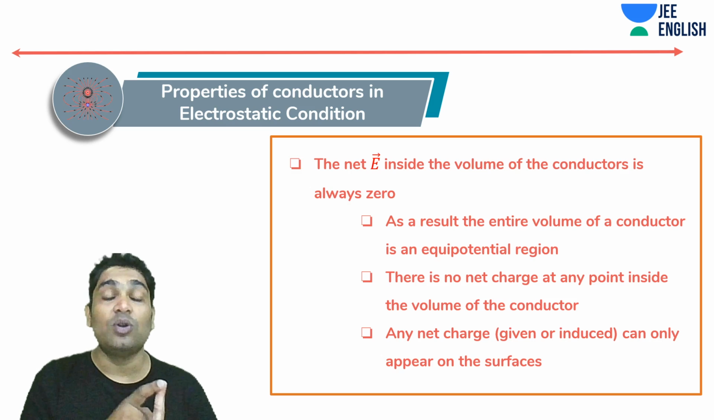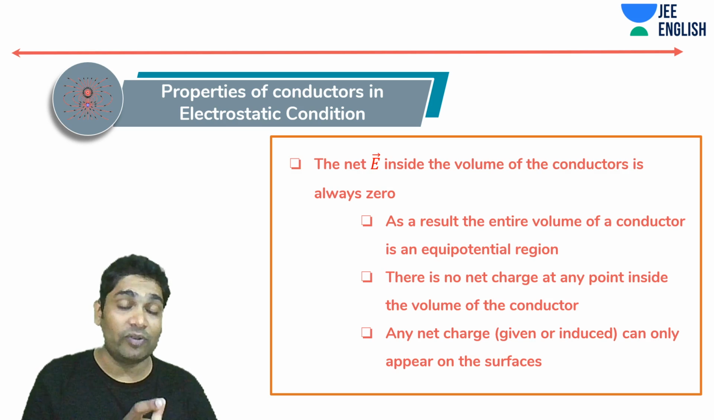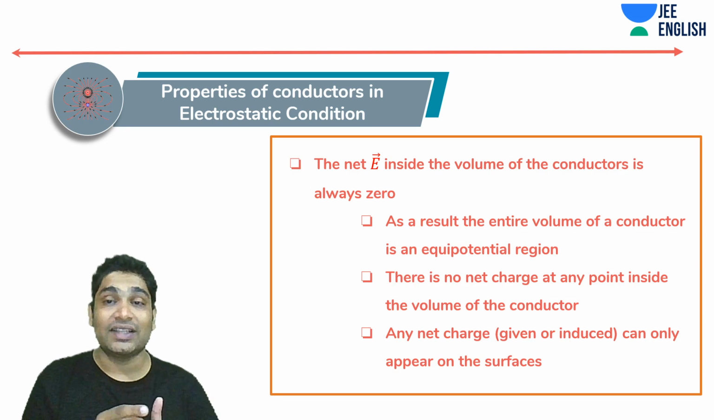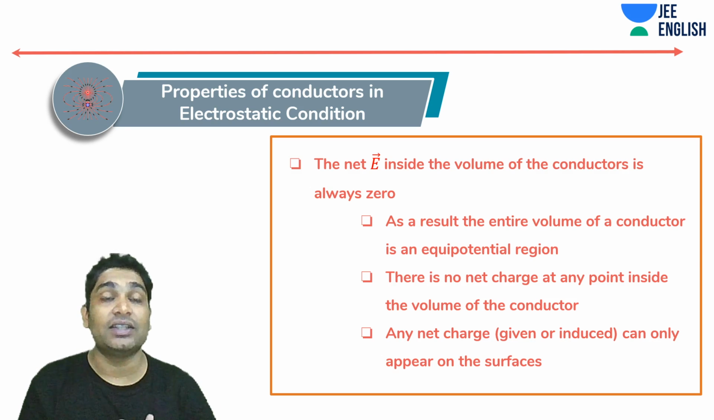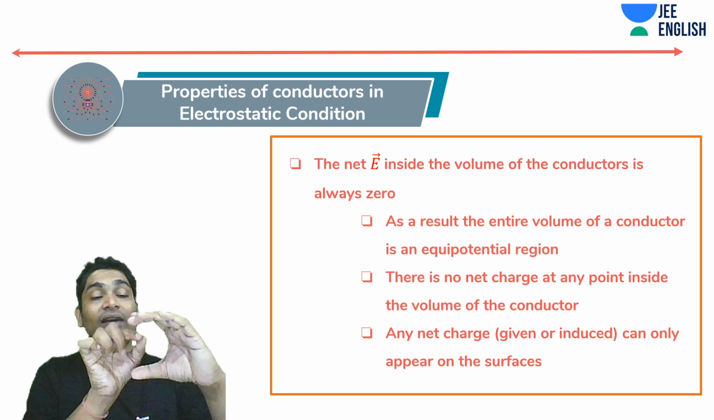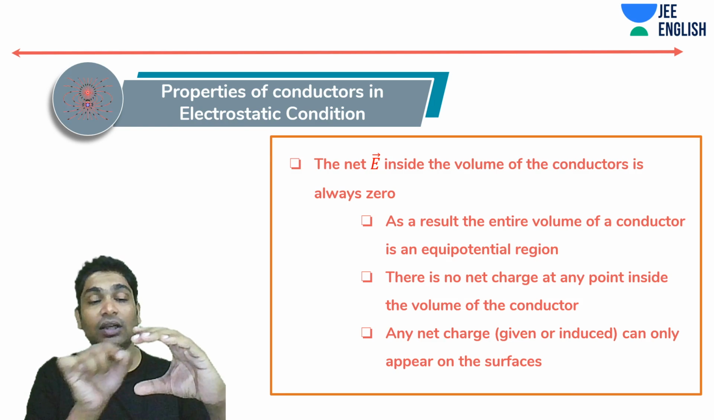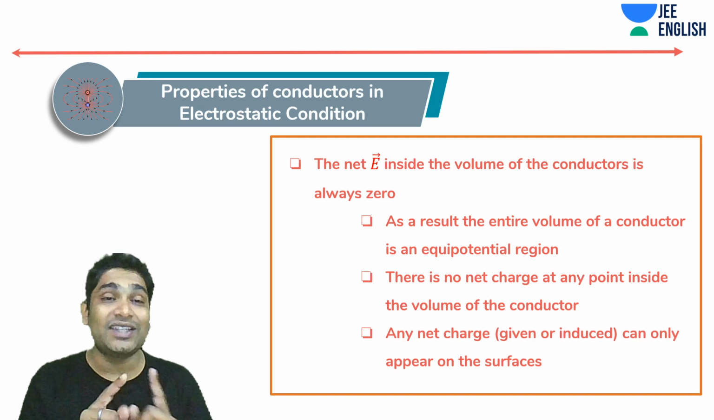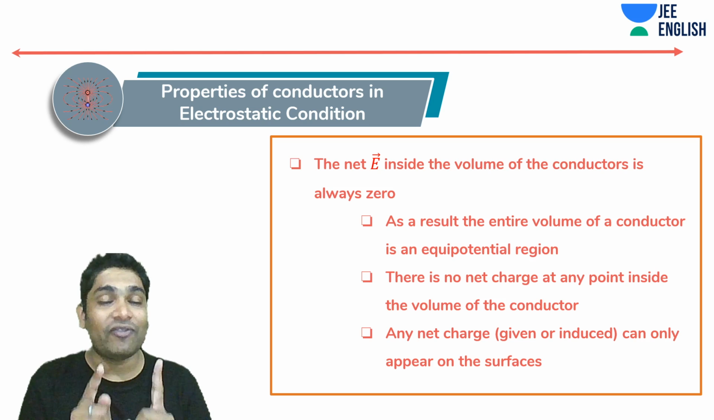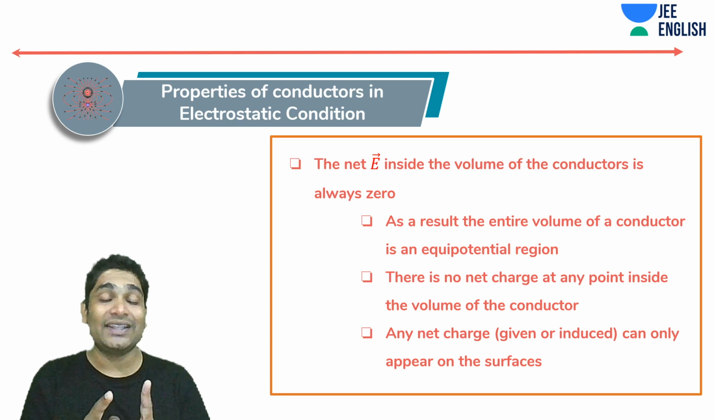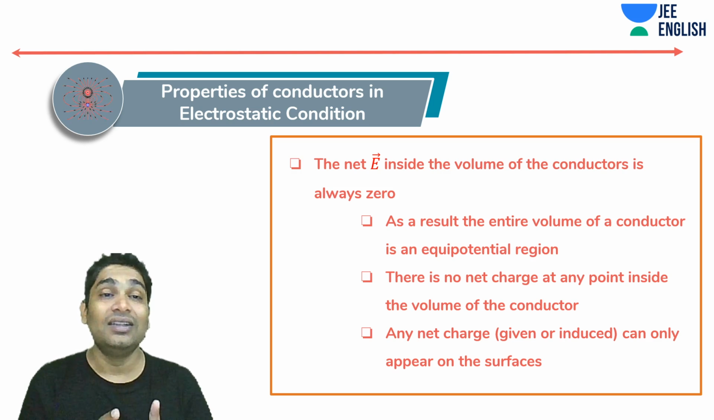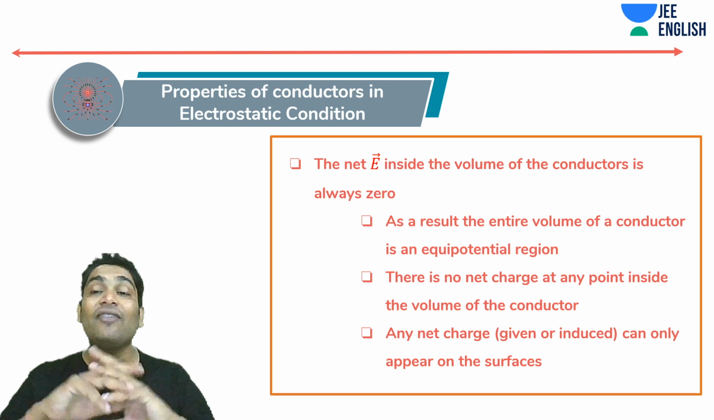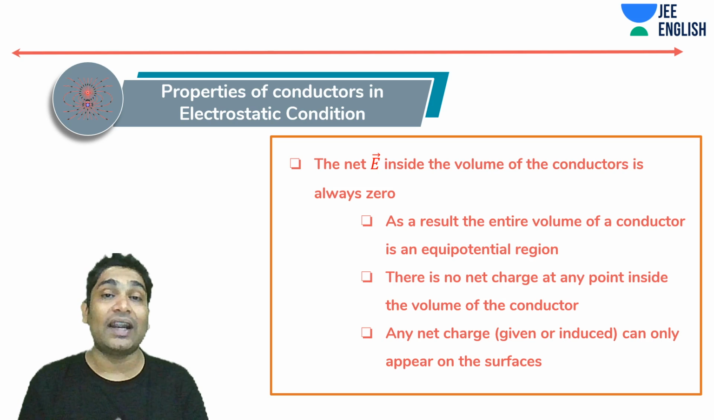Once you realize that there is no electric field inside the volume of the conductor, the second result is very easy: the entire volume has to be an equipotential region. Why? Because when I move one charge from one position to another, the amount of work required is zero. If the work required is zero, the potential difference between 2 points is zero. The potential difference between 2 points being zero implies that they are at the same potential. And the points that are at the same potential are called equipotential, right? So I can say that the entire volume of the conductor in electrostatic conditions is equipotential.